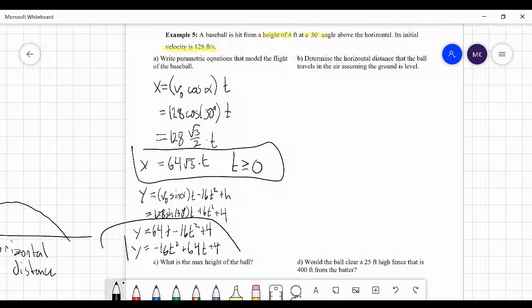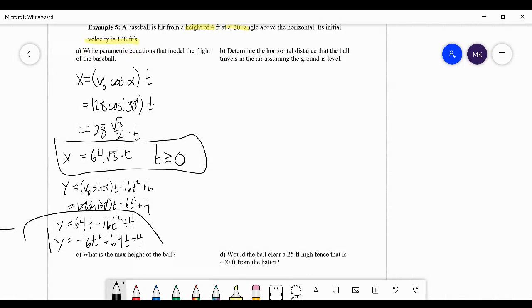And so that is exactly what we're going to do here in part B. Determine the horizontal distance the ball travels in the air, assuming the ground is level. Again, we're assuming we're in a vacuum, ignoring air friction. We're also going to assume the ground is level, because if there's a big uphill, it's not going to go as far. If there's downhill, it's going to go a lot farther. So we're going to assume level ground, and what we are looking for is the horizontal distance. Now, how do we figure that out?